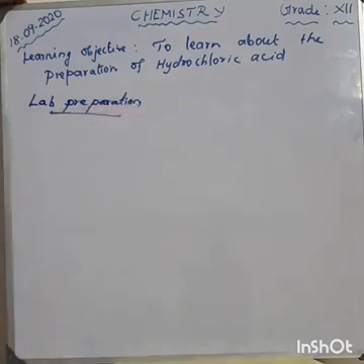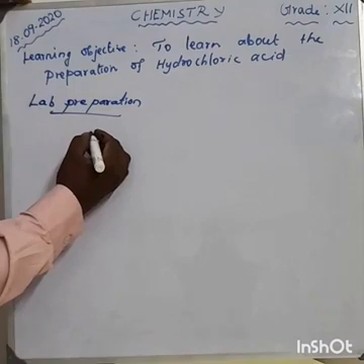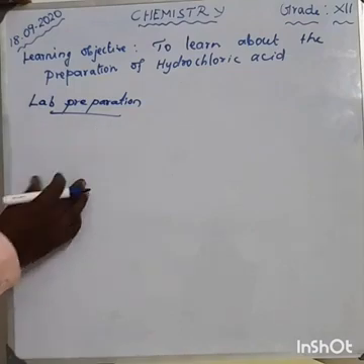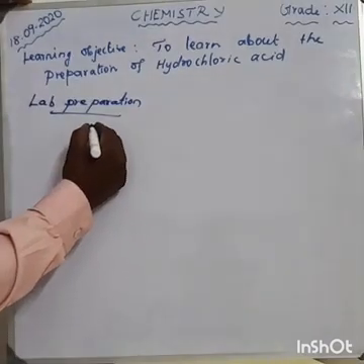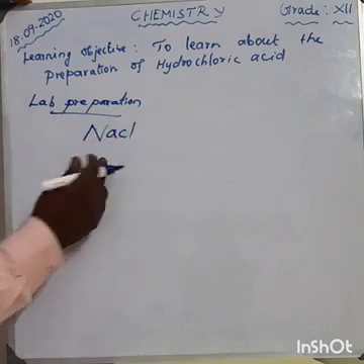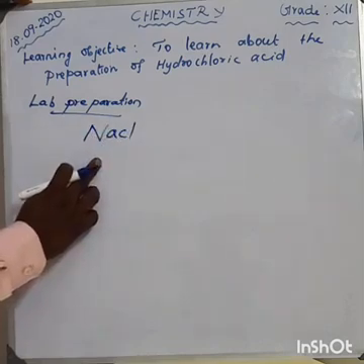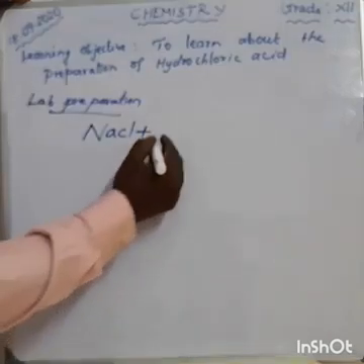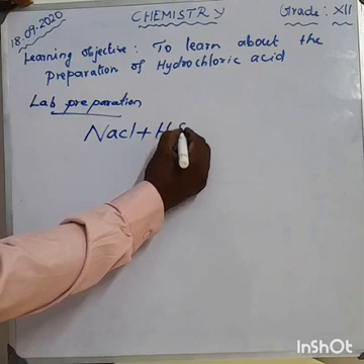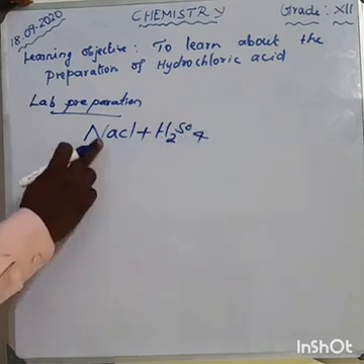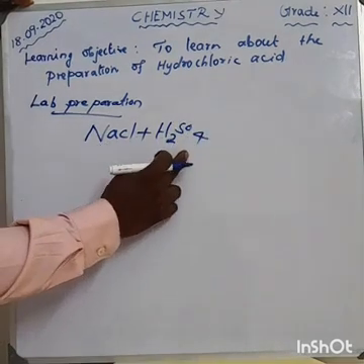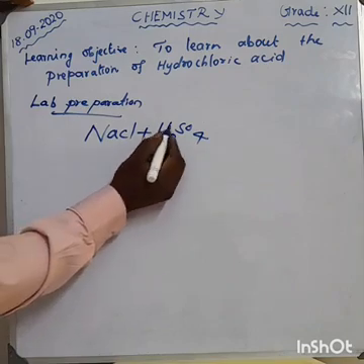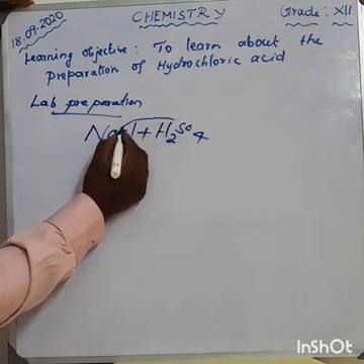Previously I told you how to write the equation. First we are taking sodium chloride. What is the formula for sodium chloride? NaCl. This sodium chloride on reaction with sulfuric acid. Sulfuric acid formula is H2SO4. Am I right?